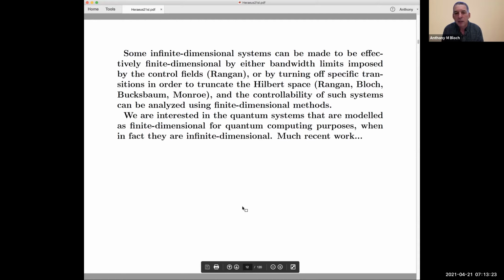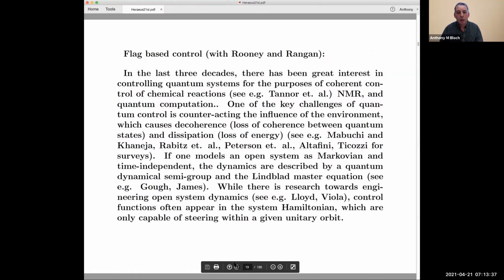And the idea is then you can address the system using finite dimensional models. So we've used both of those approaches. You can approach it either from a finite dimensional view or the infinite dimensional setting. But here, I'm mainly going to stick to finite dimensional. And this is what we generally call flag-based control, and I'll try and explain why we call it that. So again, this is the idea of controlling systems for various purposes, coherent control of chemical reactions or quantum computations. And the idea is you want to counteract the influence of the environment, which causes decoherence and dissipation.